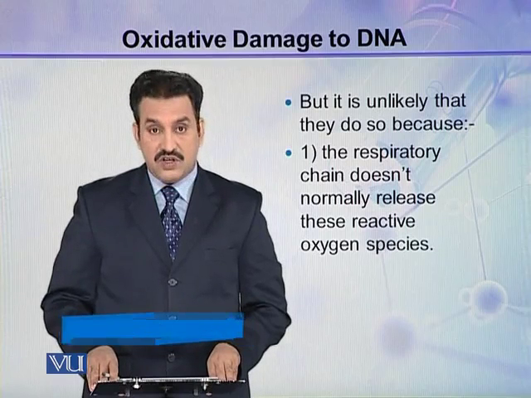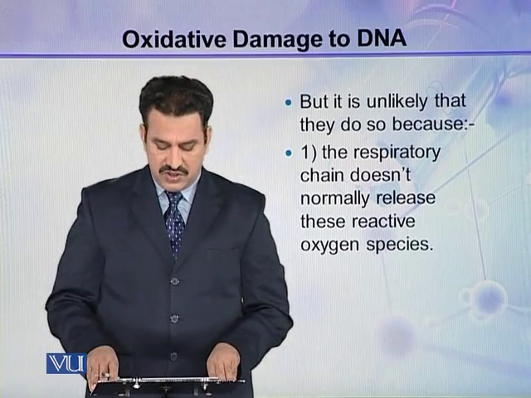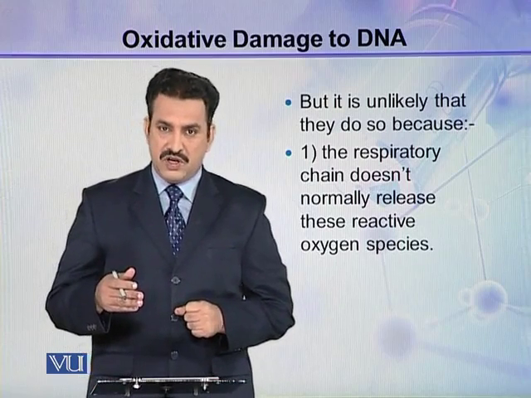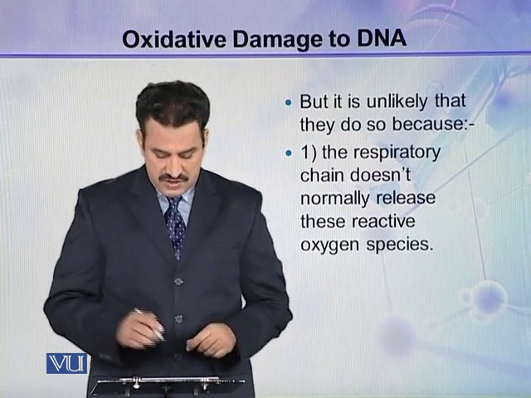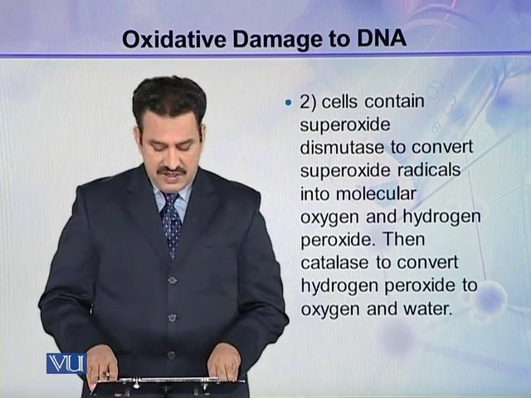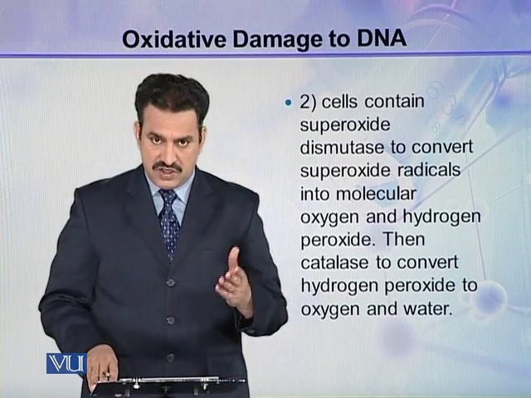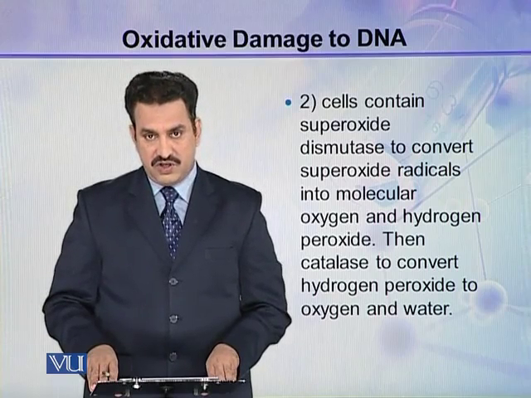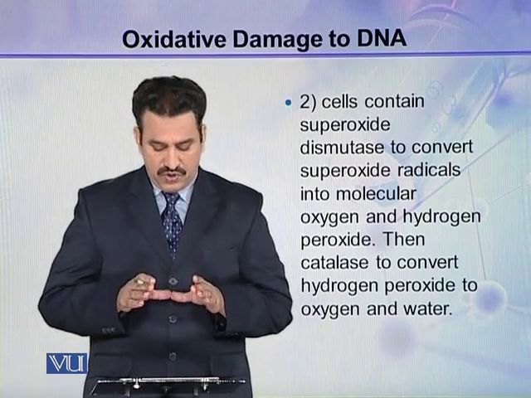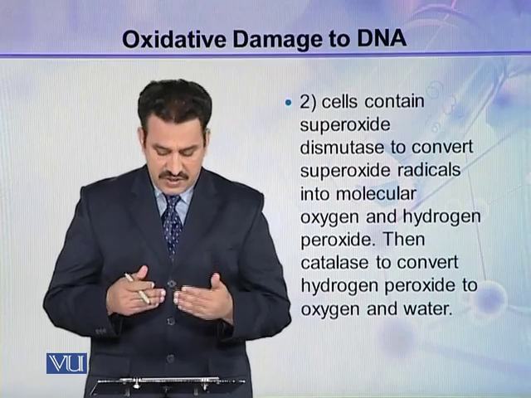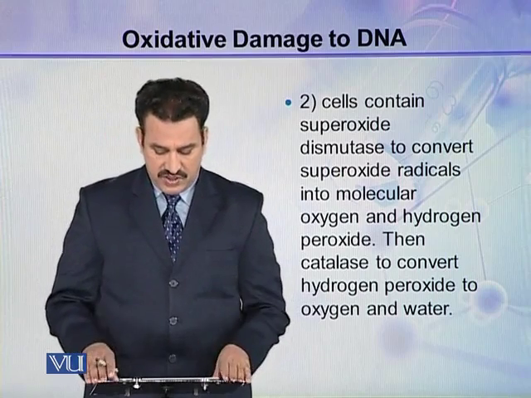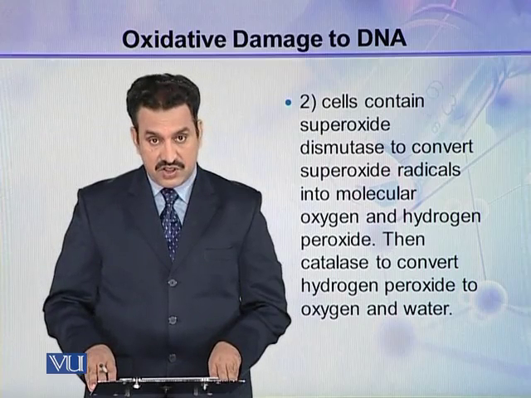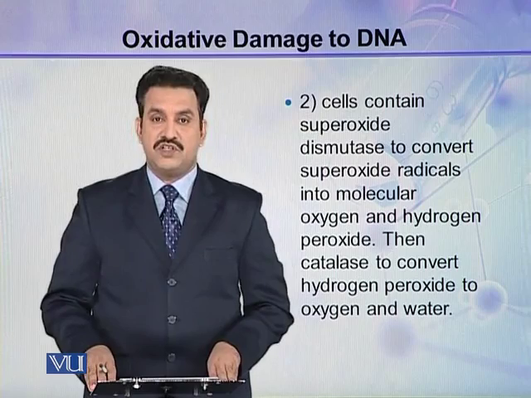Why? Because the respiratory chain doesn't normally release these reactive oxygen species, although they are produced at the end of the electron transport chain; normally they are not released outside. Secondly, the cells contain superoxide dismutase. This is an enzyme which converts superoxide radicals into molecular oxygen and hydrogen peroxide. This hydrogen peroxide is then acted upon by another enzyme, catalase, which converts it to oxygen and water.